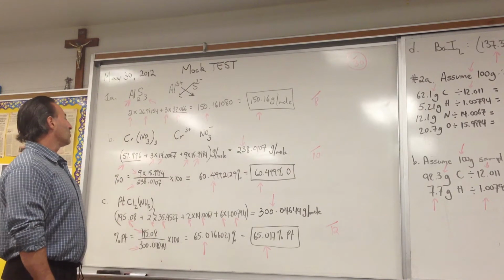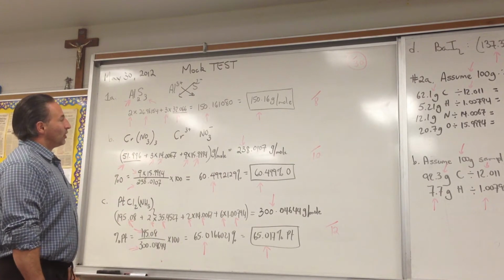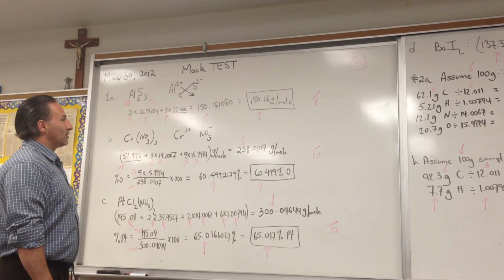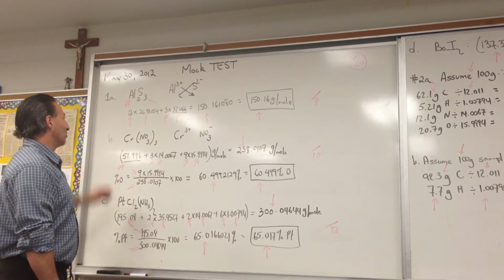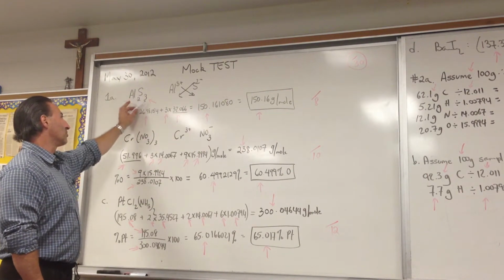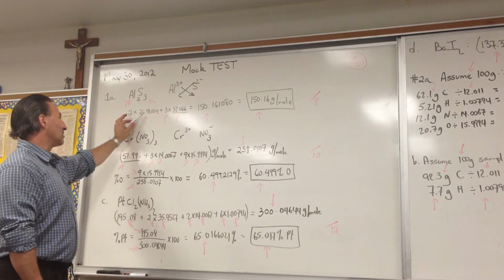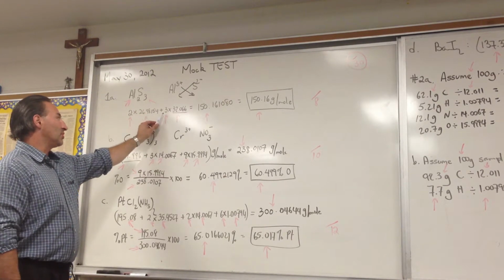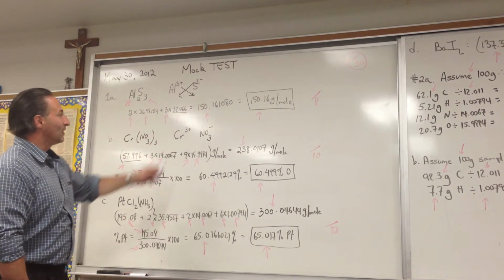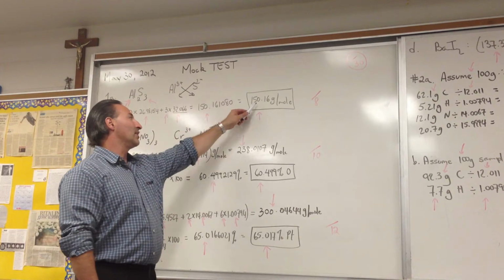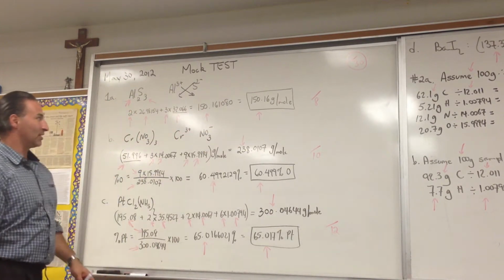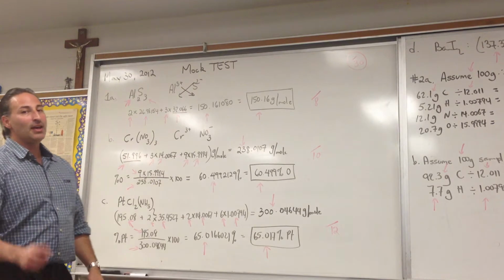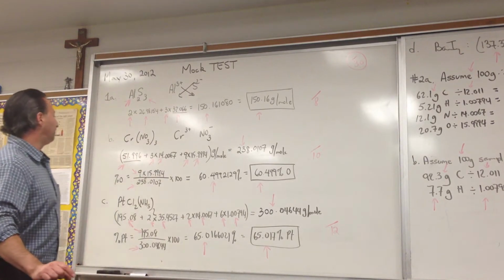All these red arrows point out what I'm looking for when I correct this particular problem. So I'm looking for the aluminum with 2, the sulfur with 3, that there's 2 times the molar mass of aluminum, that there be 3 times the mass of sulfur, and that the total is 150.161, and then that you report it to the correct number of significant figures. So number 1A is 8 marks.